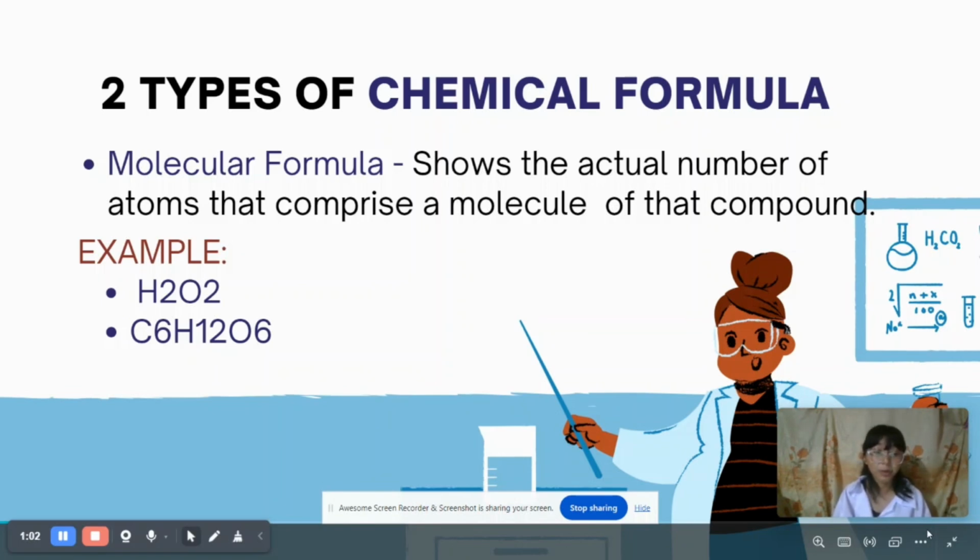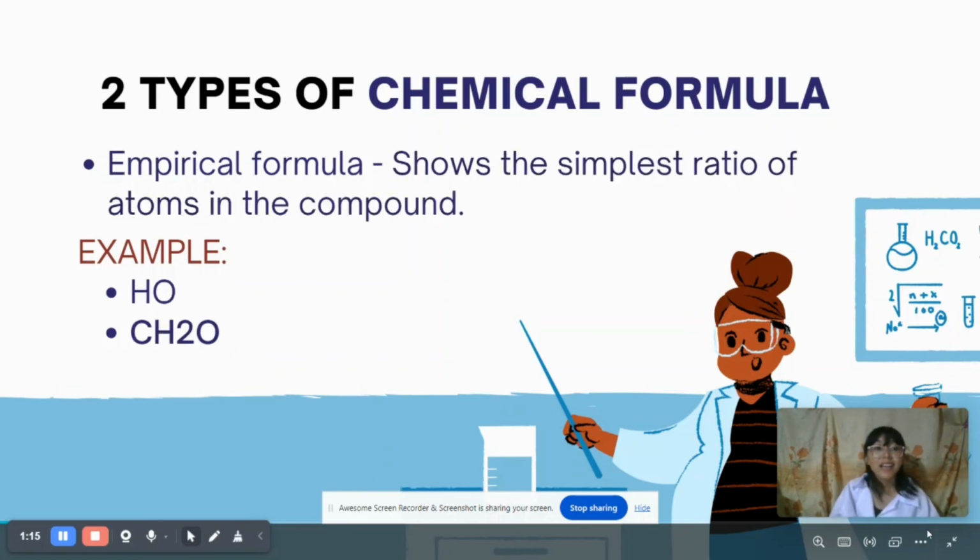For the second example, this is called glucose. It has 6 carbon atoms, 12 hydrogen atoms, and 6 oxygen atoms. The second type of chemical formula is the empirical formula. This shows the simplest ratio of atoms in the compound, or basically, the empirical formula is the simplified form of the molecular formula. For example, the simplified form of hydrogen peroxide is HO, and the simplified form of glucose is CH2O. And that's all!